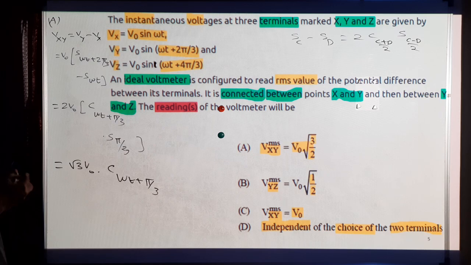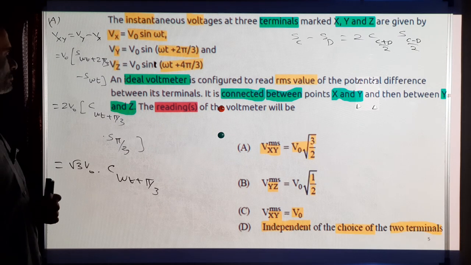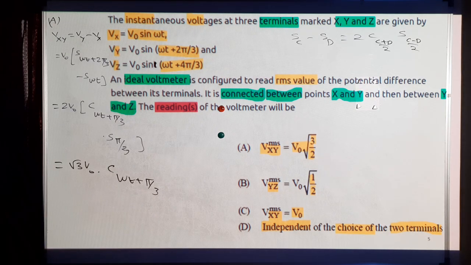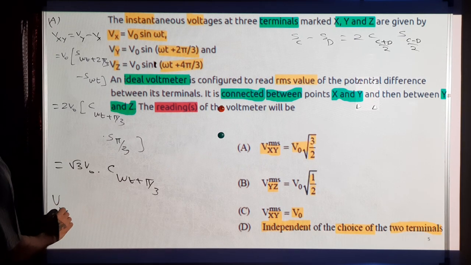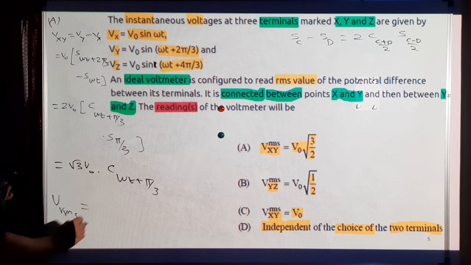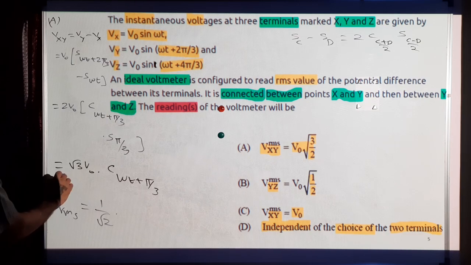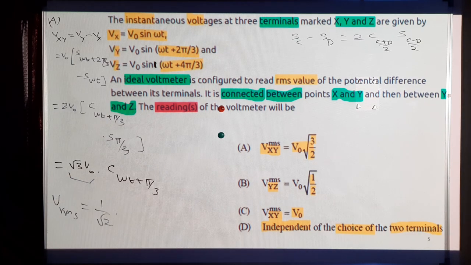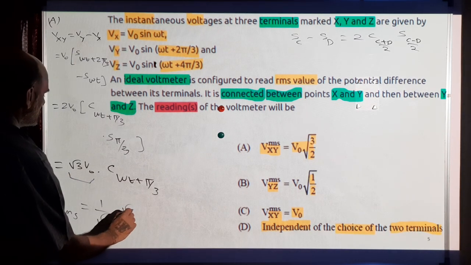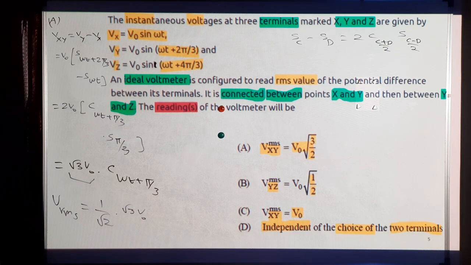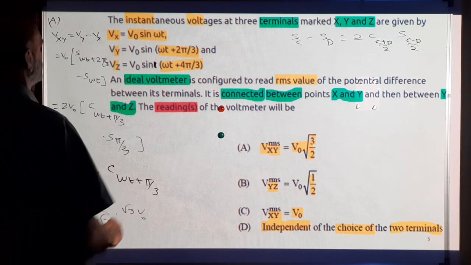So this cos and sine are both sinusoidal variations with a phase difference of pi by 2. So this is also a sinusoidal variation, and the amplitude of this variation is root 3 v naught. So the RMS of this time varying quantity will be less compared to the peak value by a factor 1 by root 2. The peak of this thing is root 3 v naught. So the RMS is root 3 by 2 v naught. So option A is true.